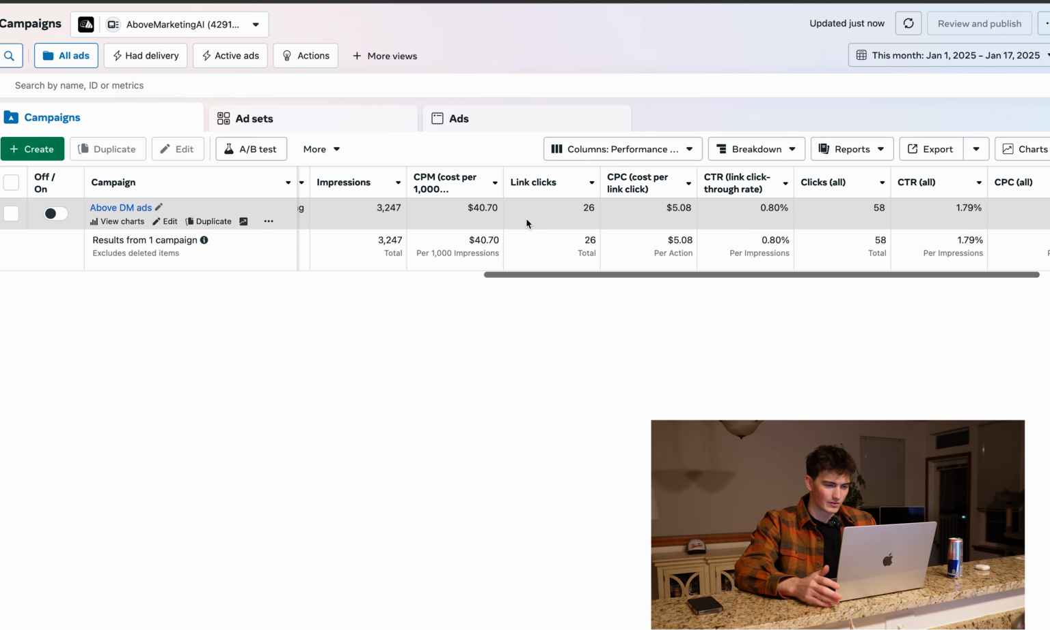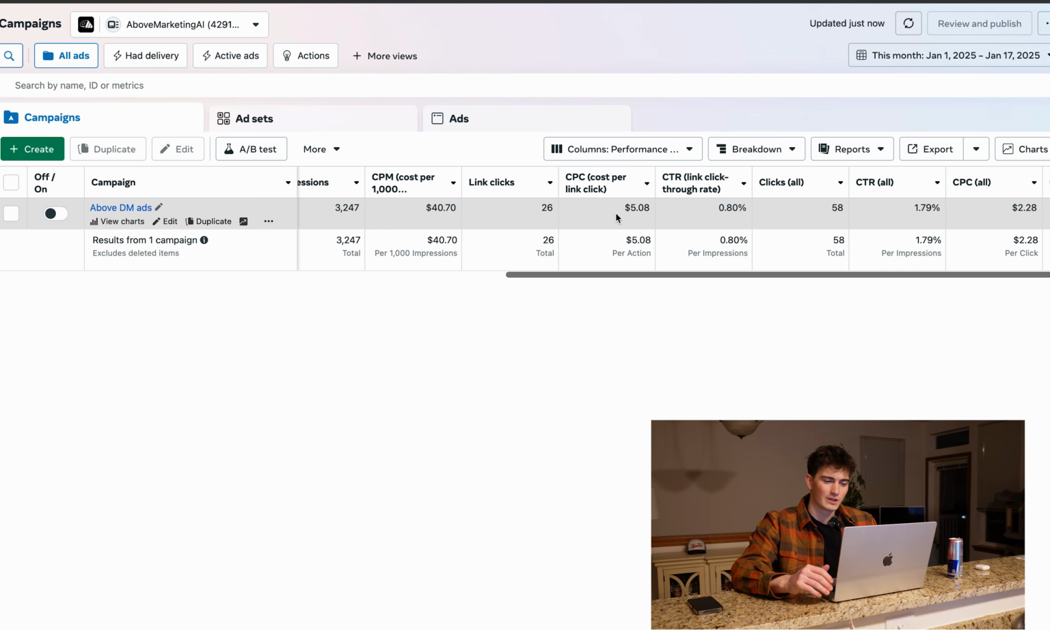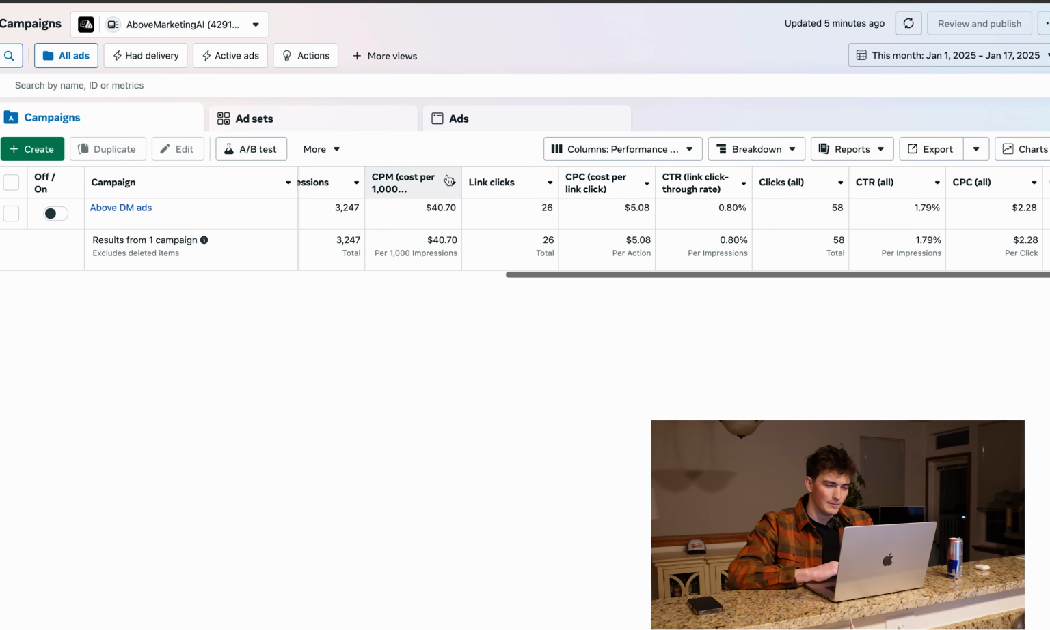Link clicks. Everyone understands. Cost per click, pretty self-explanatory, how much it costs you to get a single click. Let's go ahead and go to CTR, and then I'll explain the relationship between CPM, CPC, and CTR and how you can get a better understanding of the interactions of all three. So CTR is just link click-through rate. So basically the number of people that see your ad and then click the button to go onto your website. So what's interesting is you can have high CPMs, high cost per clicks, and also a high click-through rate.